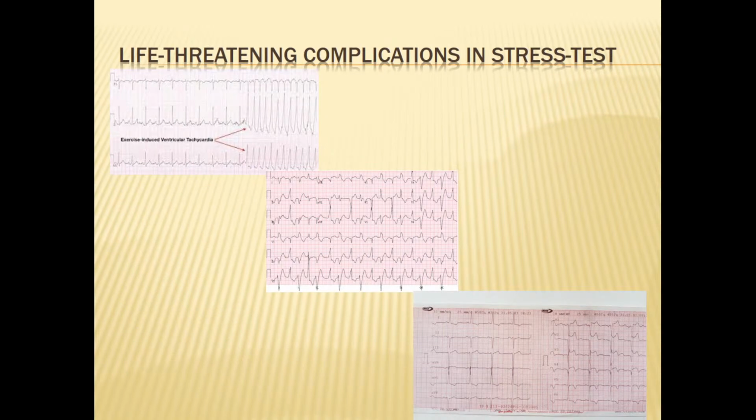Why do we have all this list? When to stop and who cannot do a stress test? Because a stress test may provoke MI or life-threatening arrhythmias. In the upper ECG, you can see exercise-induced ventricular tachycardia. You see, during exercise, initially sinus rhythm, then develops ventricular tachycardia. This arrhythmia is dangerous. In the middle ECG, also ventricular tachycardia, but even more dangerous because it is polymorphic.